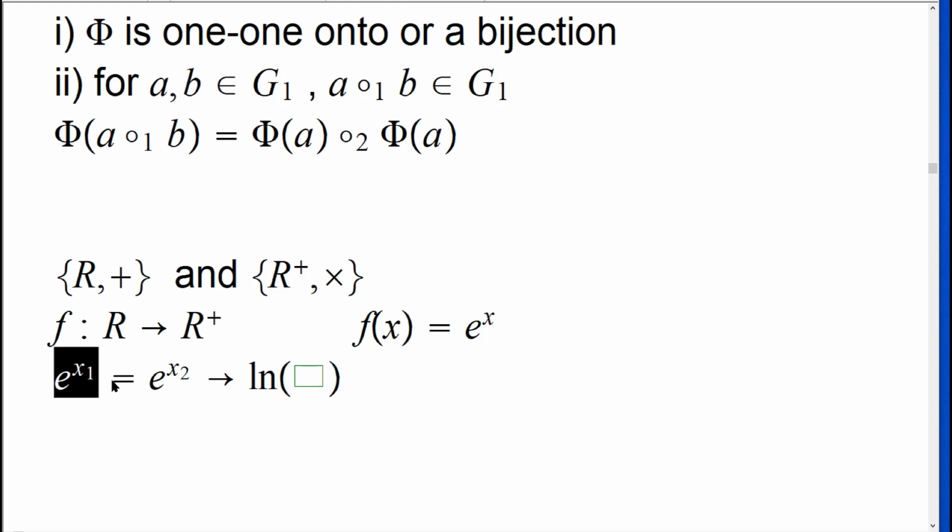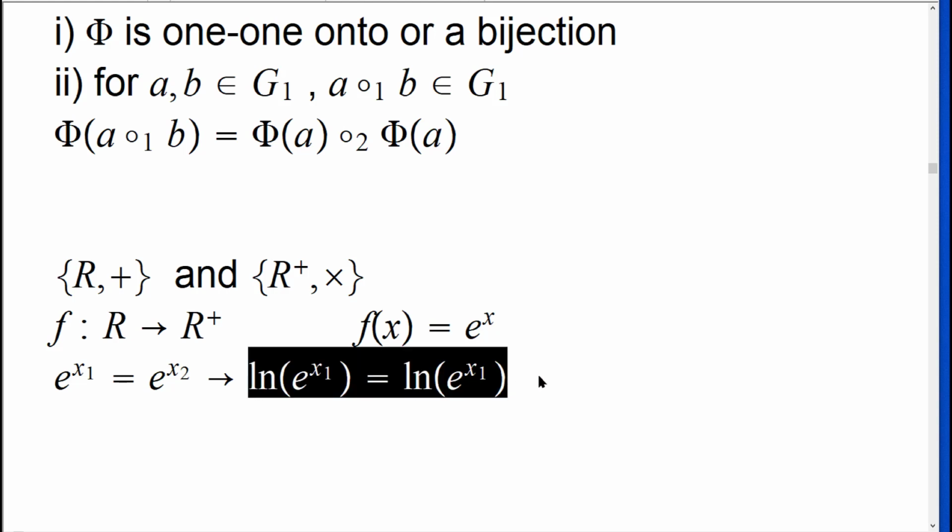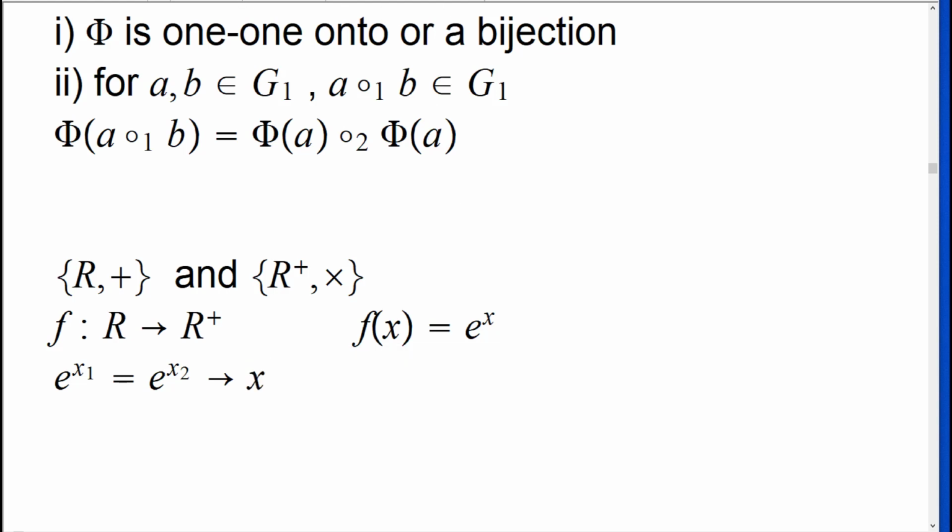And then what will happen? That will imply that e to ln of, because logarithm is a 1-1 function, or let's just assume from our real analysis that it is a 1-1 function. That would be the best way to do that.